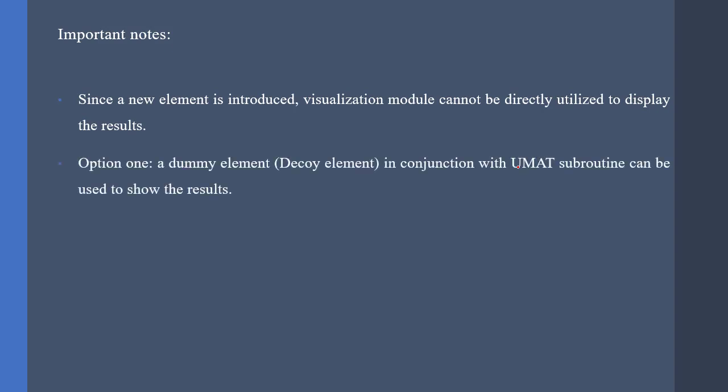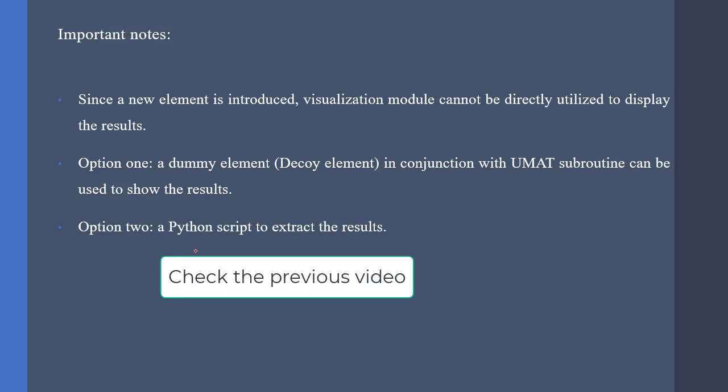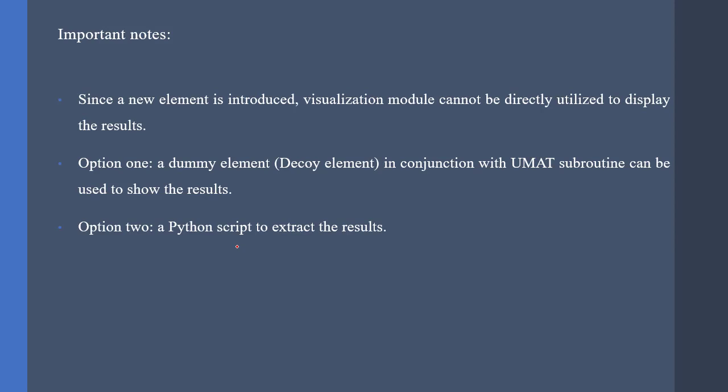Option 1 is to use a dummy element or decoy element in conjunction with the UMAT subroutine. That is going to be our first and most favorable option. Second, we are going to use a Python script to extract the results. I've already shown the Python scripting for extracting data from ODB files, so I'm going to concentrate on option 1.